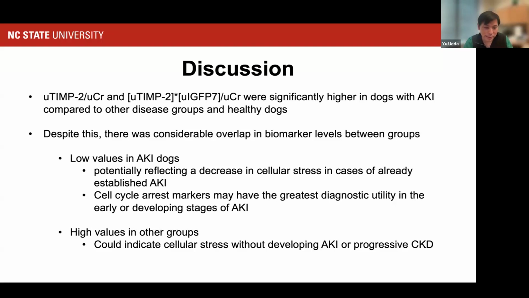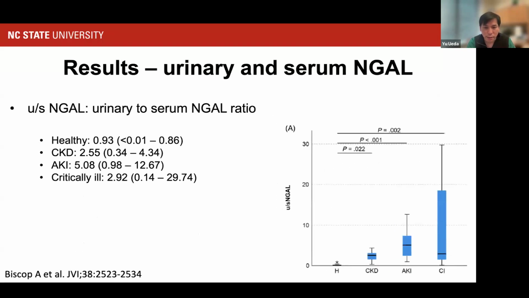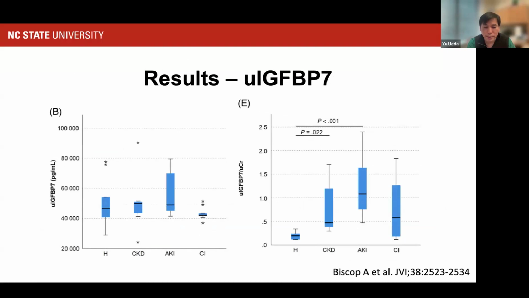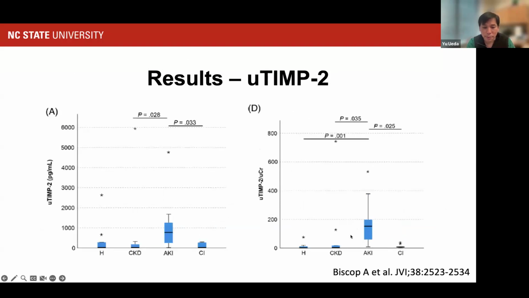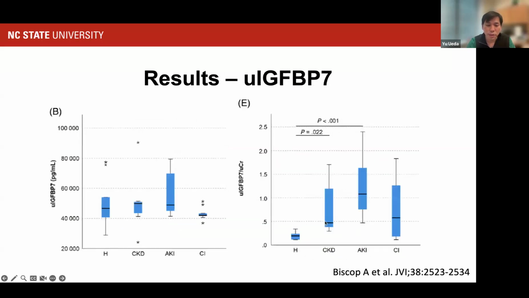Despite this, there was a considerable overlap in biomarker levels between these groups. Going back to these graphs, you can see there are significant differences, but still some of the AKI patients had close to normal values. And some of the healthy patients, the CKD patients, and the critically ill patients had very high urinary TIMP2 or IGF-BP7 concentrations.